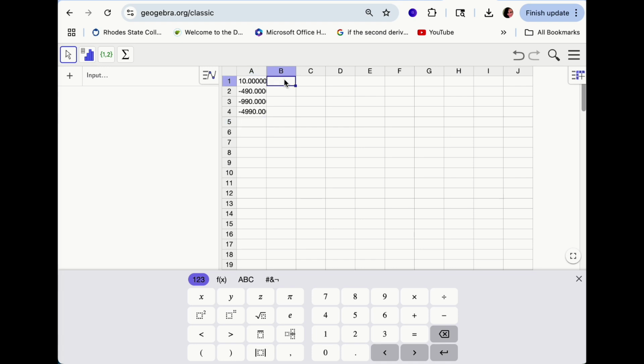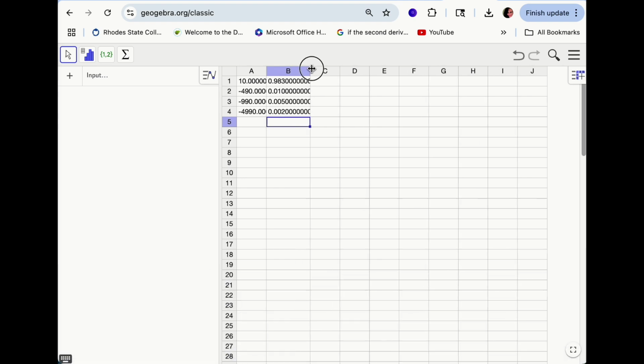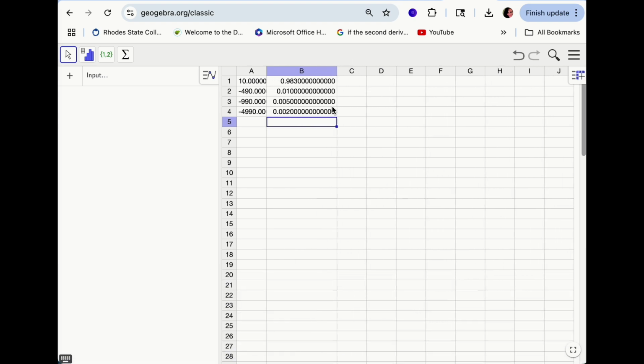Then in column B, I'm going to put the corresponding probabilities. So I'm going to put in 0.983, 0.01, 0.005, and then 0.002. Because I have 13 digits as far as rounding, you'll have extra zeros there, but that's okay.